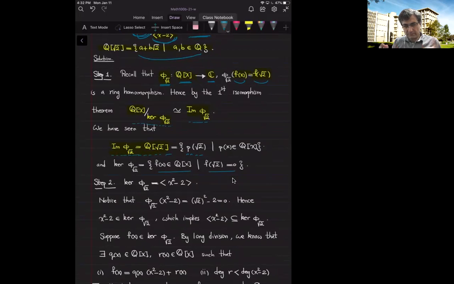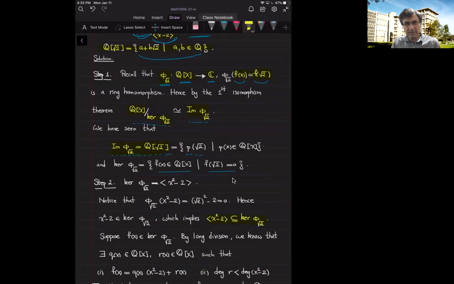Now, our claim is that the ideal generated by this is the entire kernel. One thing that's obvious is that because x squared minus 2 is inside the kernel, the ideal generated by this is definitely a subset of the kernel, because that's the smallest ideal that contains it. Alternatively, we can say all the multiples of x squared minus 2 are definitely here.